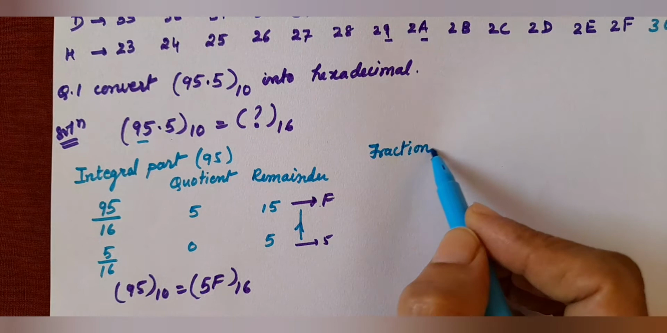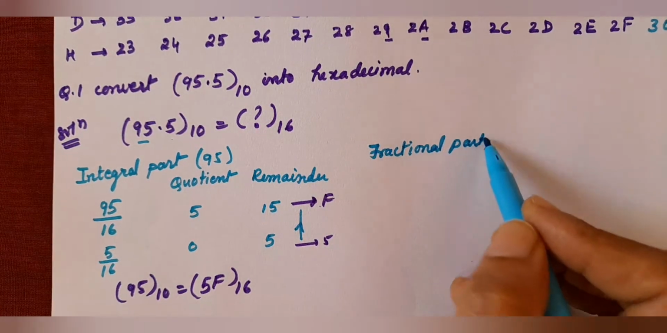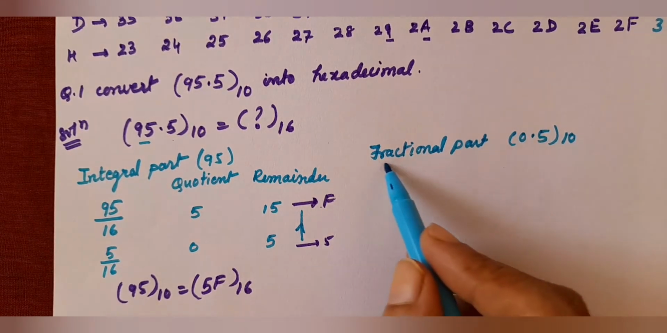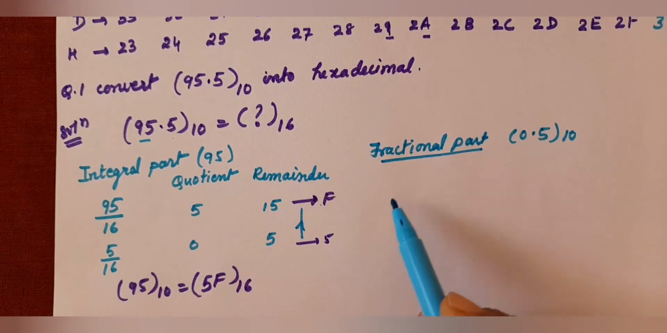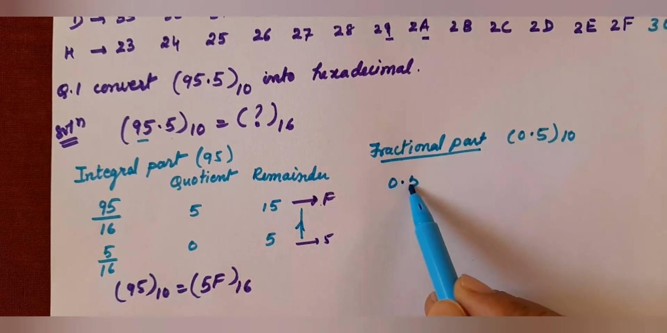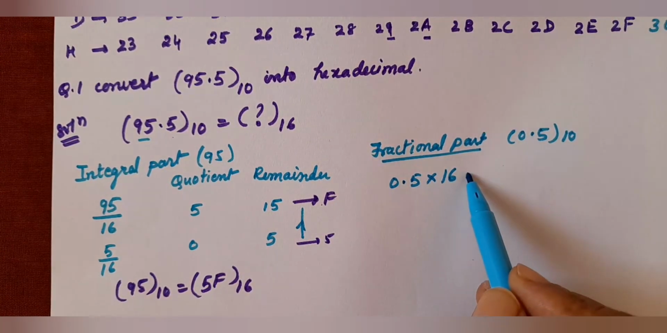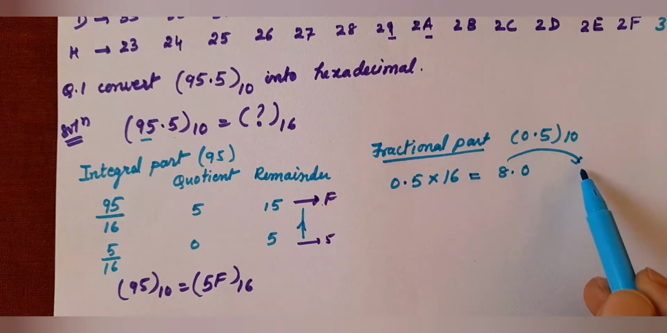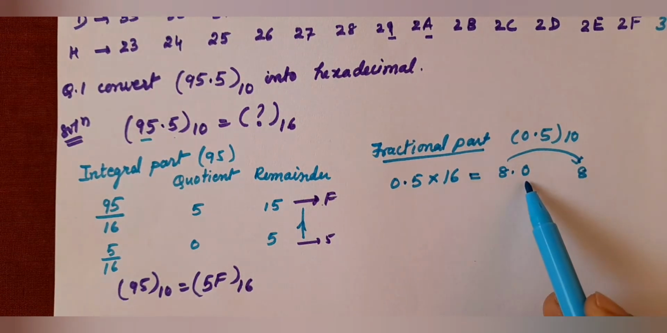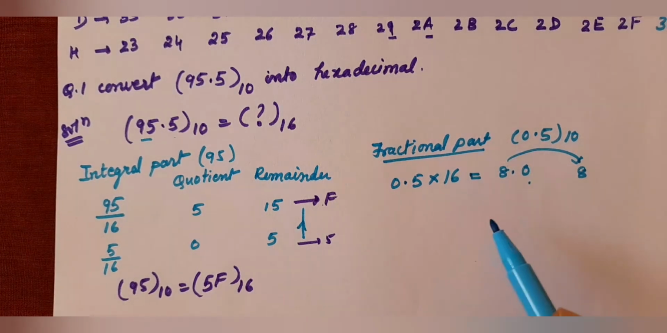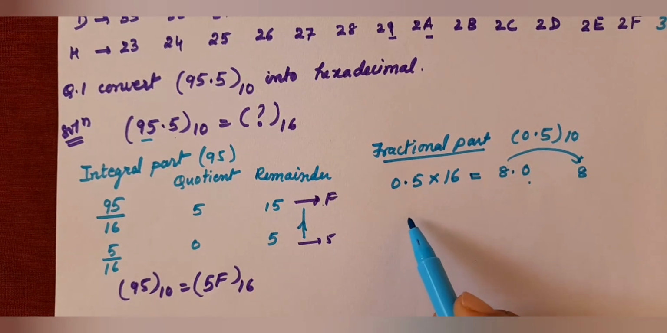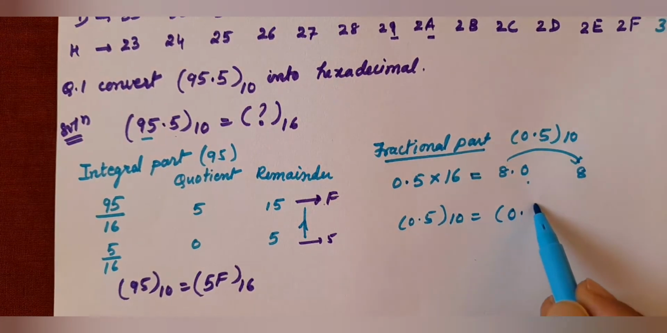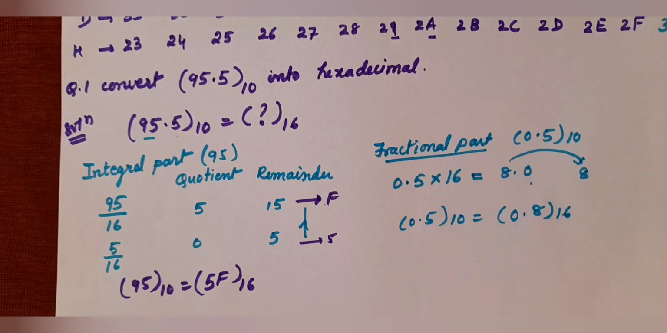Now, coming to the fractional part of the question. What is the fractional part? 0.5. So, for the fractional part what you have to do? You have to multiply by 16. 0.5 into 16 will be coming as 8.0. Take this 8 and write it on the other side. As you got 0, no need to multiply further. So, your answer for 0.5 decimal is 0.8 in hexadecimal.